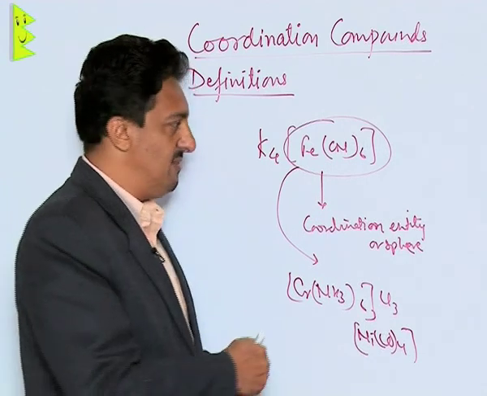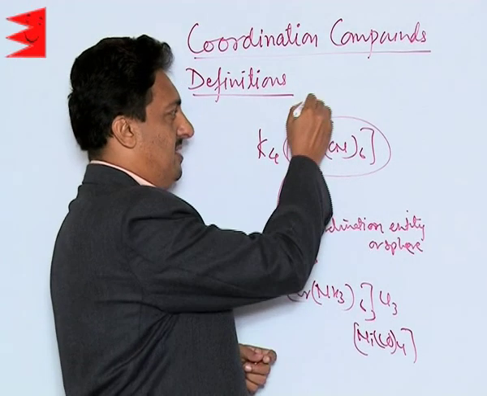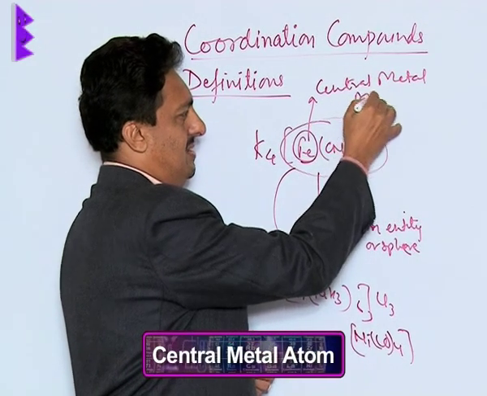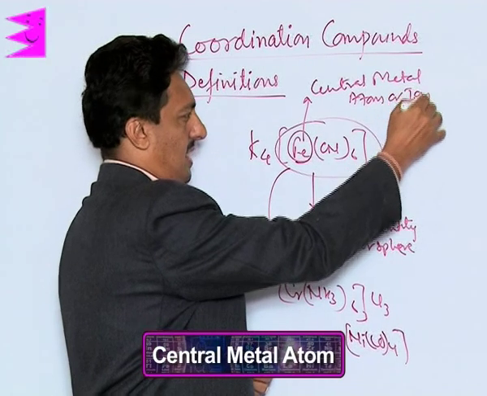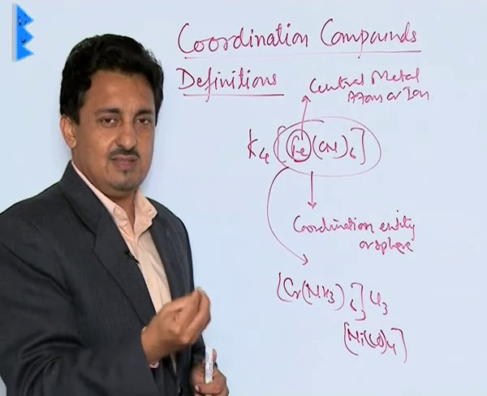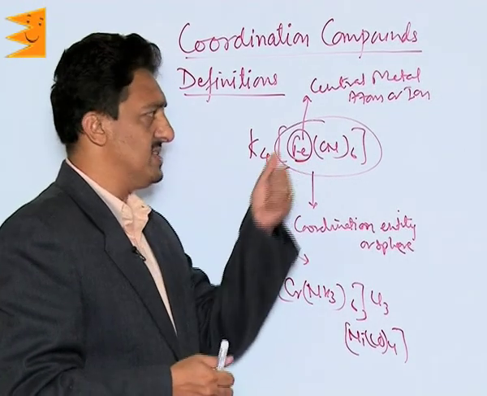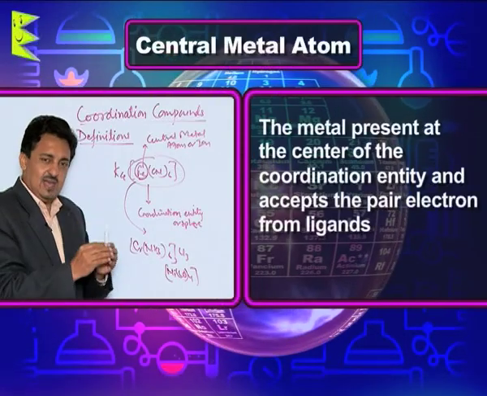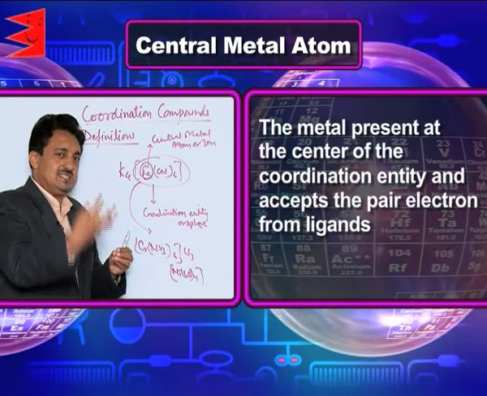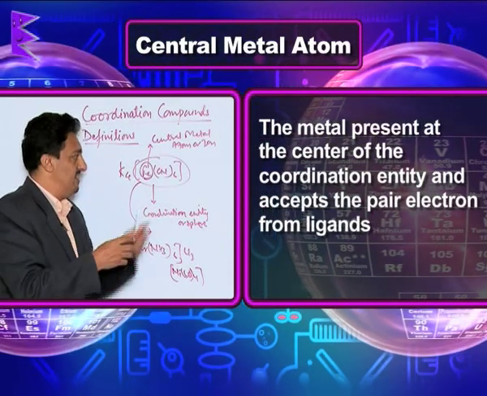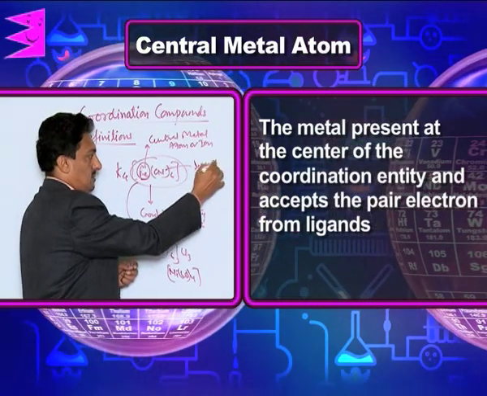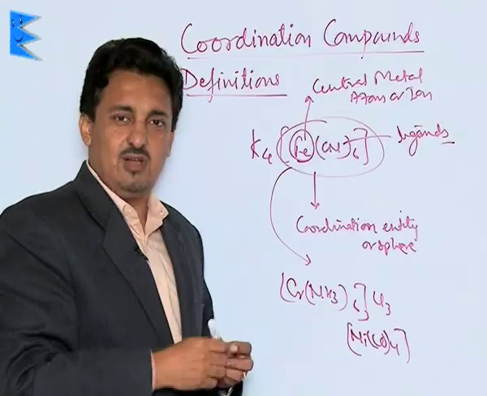In every coordination entity we have first a metal atom or an ion. So this is called the central metal atom or ion. It can be a neutral atom or it can be an ionic species, a metal atom in the form of an ion. So what is the central metal atom or ion? The metal atom or ion which is present at the center of these coordination entities, in the three-dimensional polyhedron, and accepts pairs of electrons from the ligands, from these species whom we call ligands, is called the central metal atom or ion.